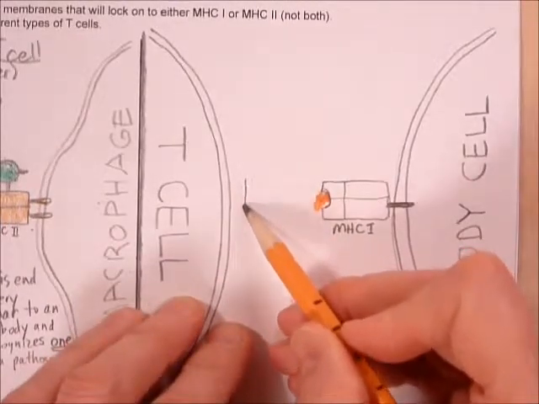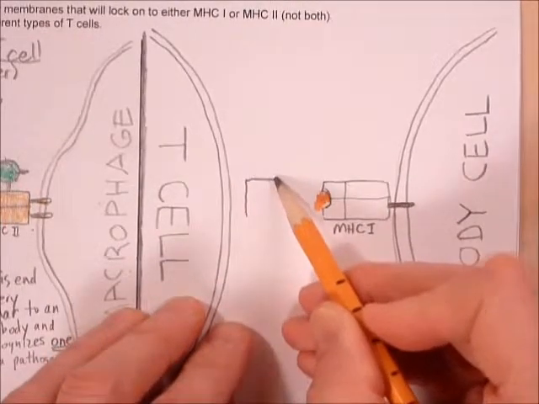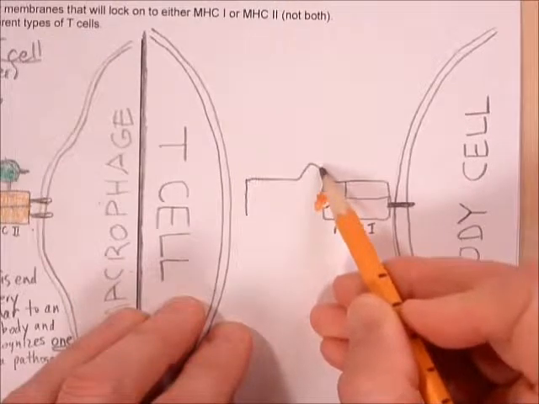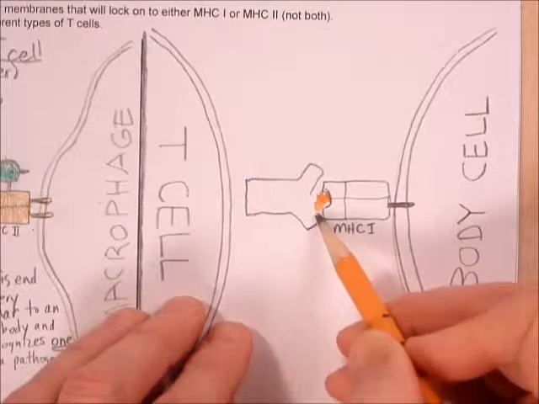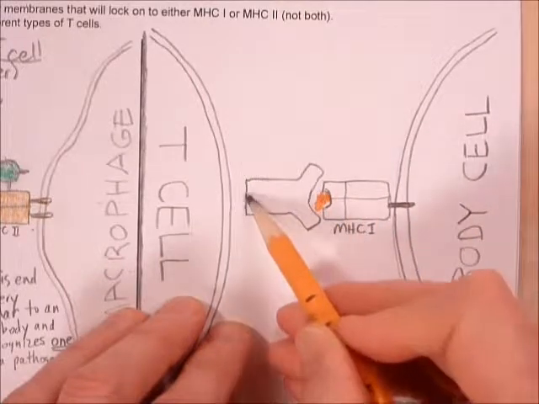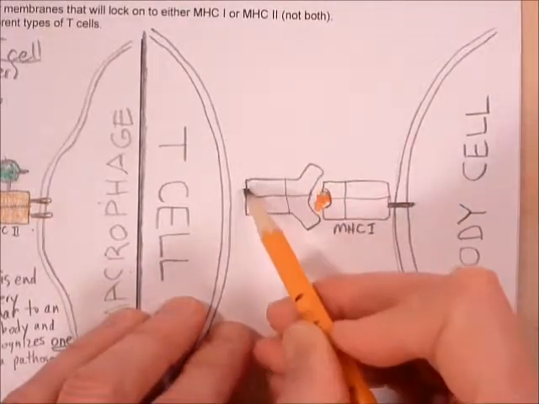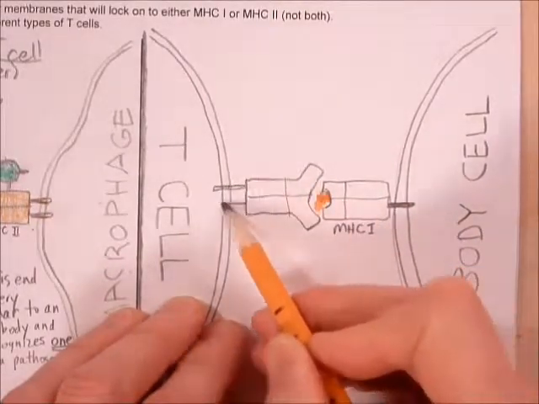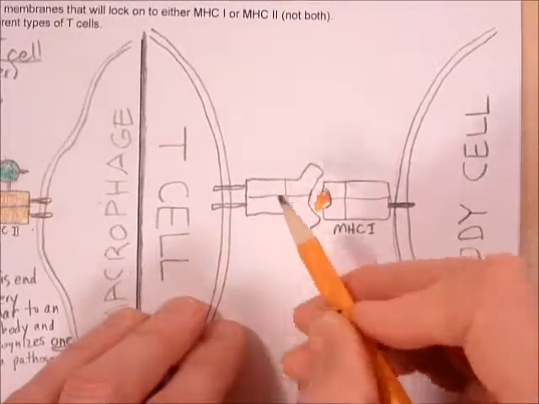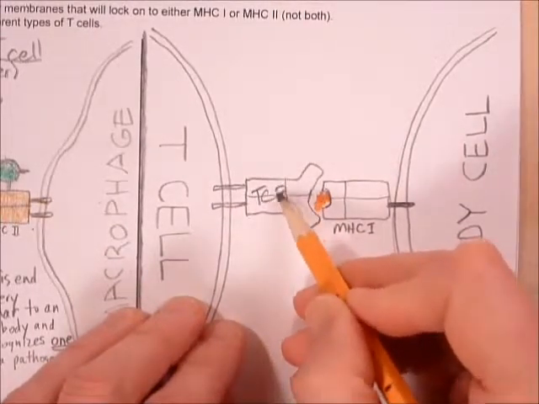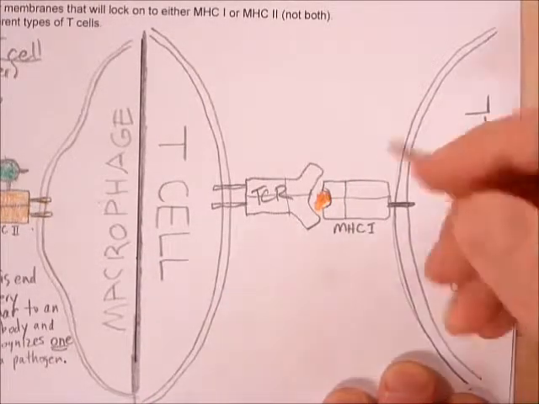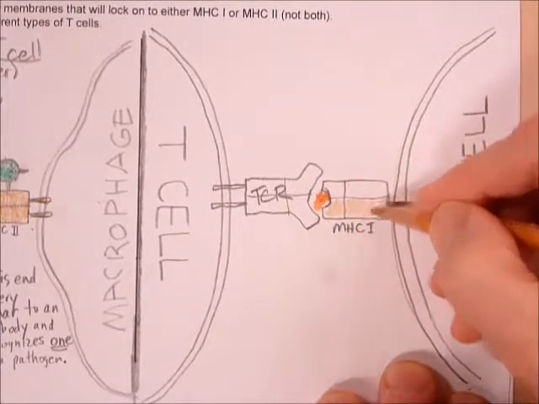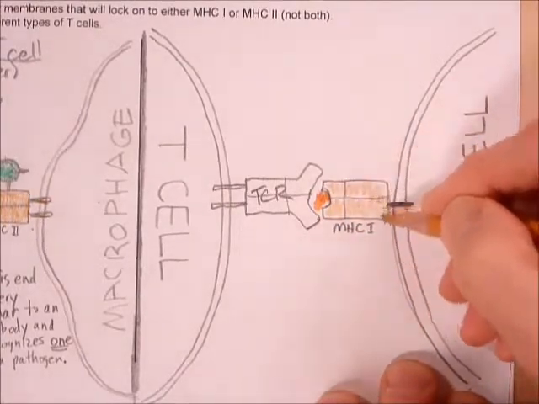Okay, so on this side, we're going to put a T cell receptor. You know what that looks like. It's going to come in like a Y, like an antibody. Still has these 4 proteins stuck in the membrane. TCR, T cell receptor. You want to color these or not, you don't have to. It's up to you.